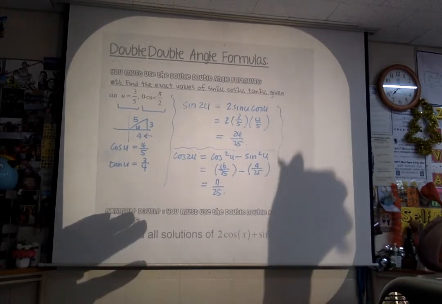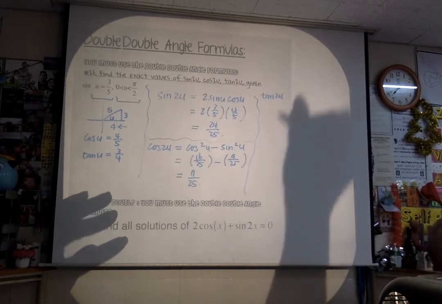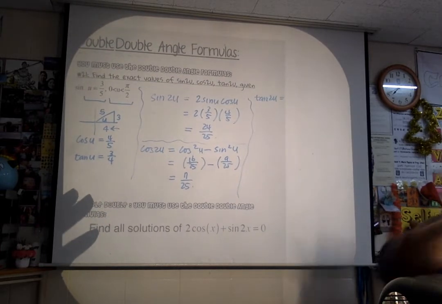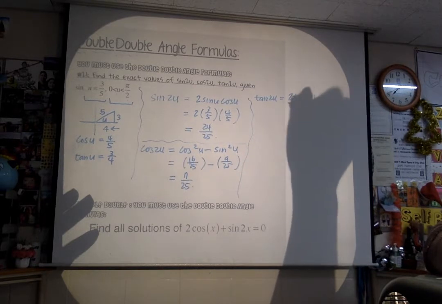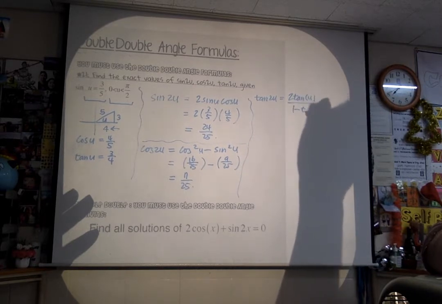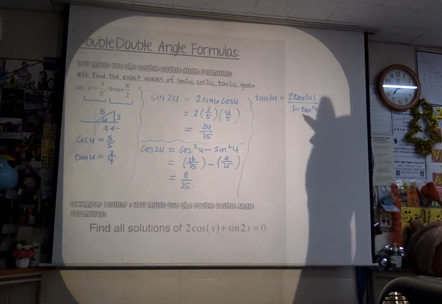All right? Now, go ahead and try tangent 2u on your own, too. The formula that you should use is what? It's probably this one, 2 tan u over 1 minus tan squared u. I'm going to be honest with you, I don't really memorize a lot of the product-sum and all the other ones that aren't as important. But the double angle and the sum and difference, you're going to use a lot, okay? Let's plug it in.